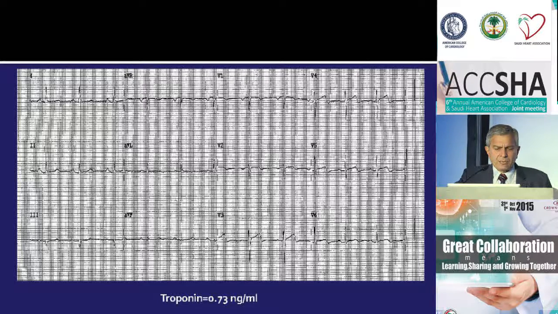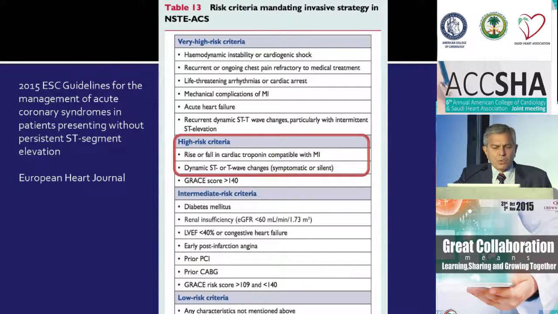There is total resolution of the STs, but there is some T-wave inversion. The troponin was elevated. So, dynamic ST elevation, troponin elevation. The patient is now feeling fine. As per the criteria of the ESC, and there is some recent one in 2015, the rise and fall in cardiac troponin and the dynamic ST changes would put this patient at high risk, and therefore an invasive strategy is very much indicated. So I'm sure none of you here would not do a cardiac cath.